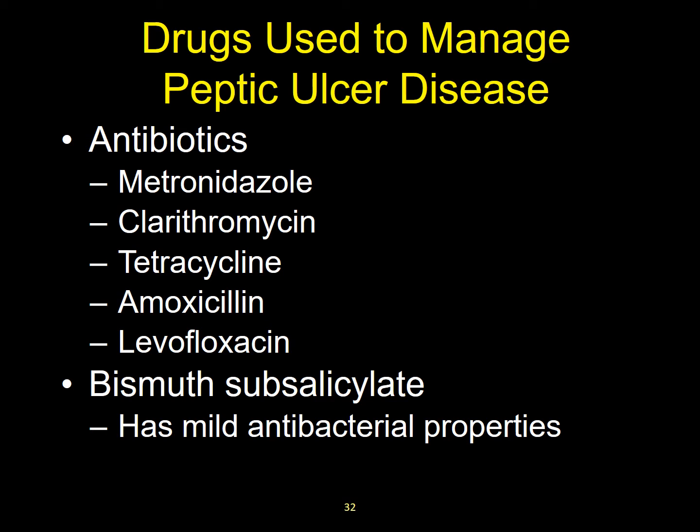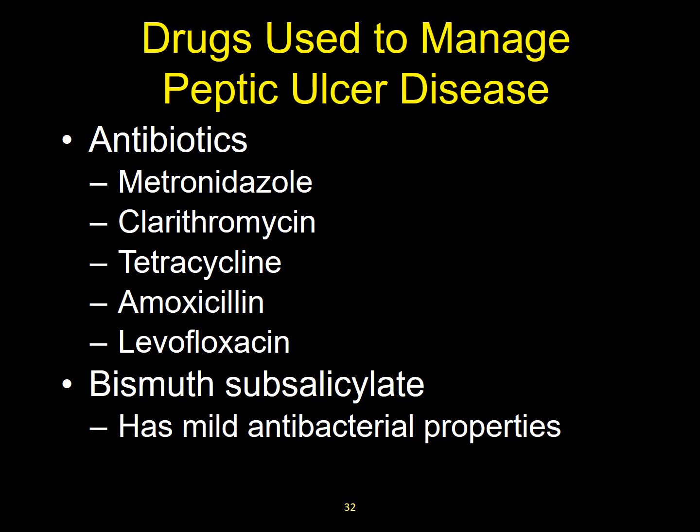And if the cause is a bacteria, as it is the majority of the time, then we have to give antibiotics. So when patients say to you, why am I taking an antibiotic for a stomach ulcer? Ulcers aren't an infection. The answer is they're caused by a bacteria. So we will almost, not always, but almost always see antibiotics used to get rid of peptic ulcer disease.